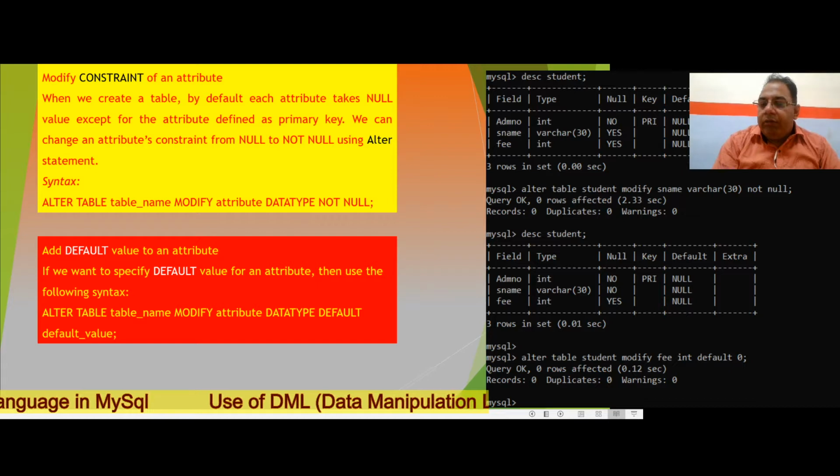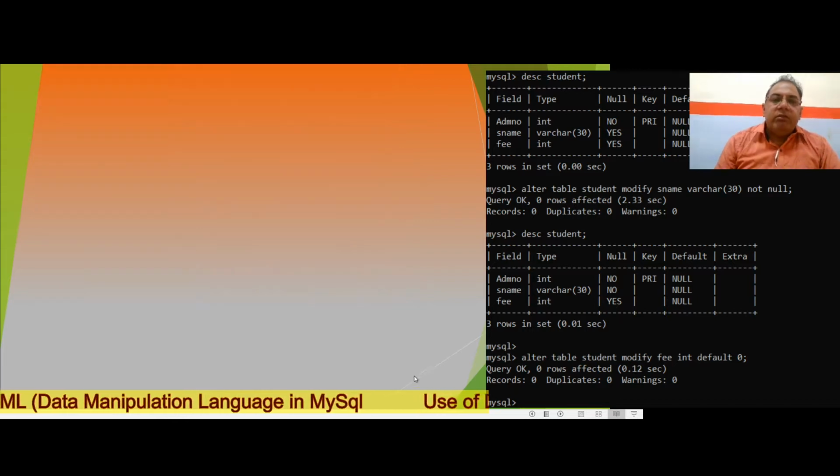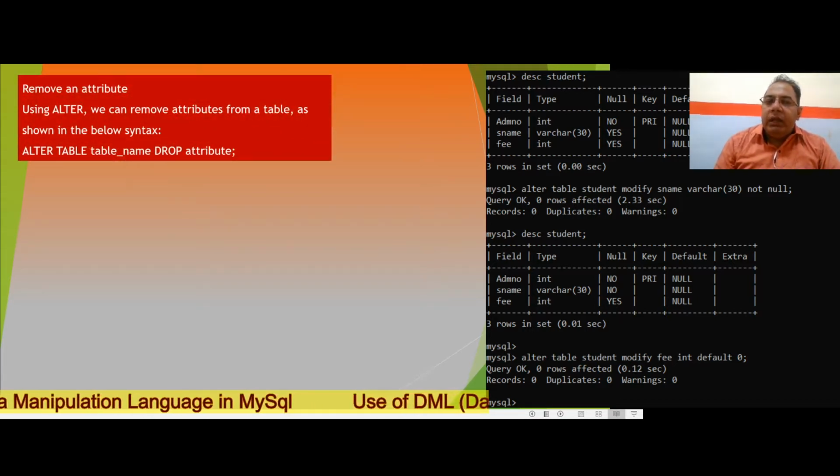Now the value of fee becomes 0 by default, meaning if a user doesn't enter any value in that particular column, then 0 will be assigned to that column. Now in the next section we will discuss removing an attribute.